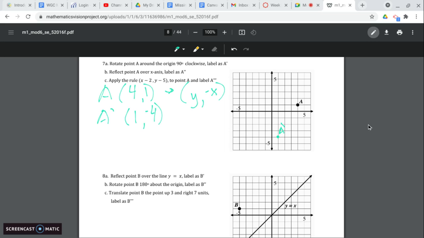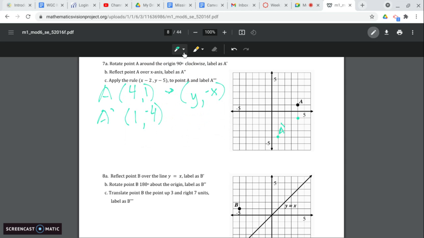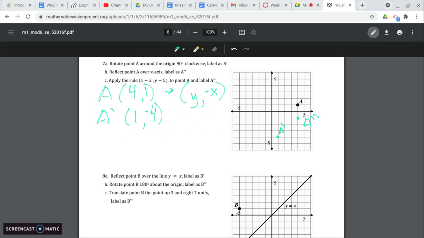All right, so now for A double prime, or B, reflect A over the x-axis. Label it A double prime. So how far is A from the x-axis? It's 1 above it, so we go 1 below it, and that is where A double prime will be. So there's our A double prime, and it has the coordinates 4, -1.